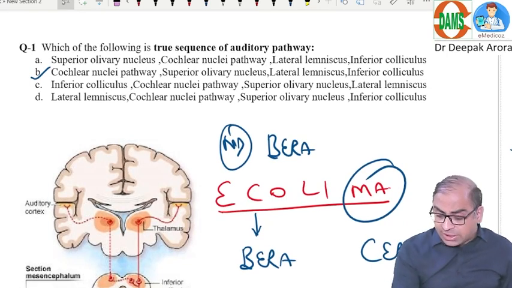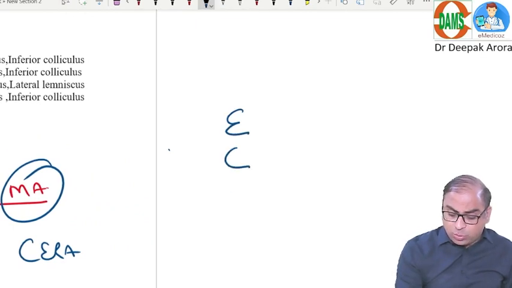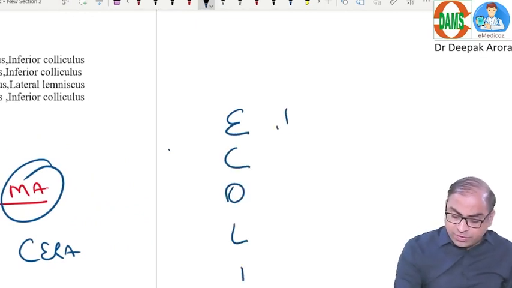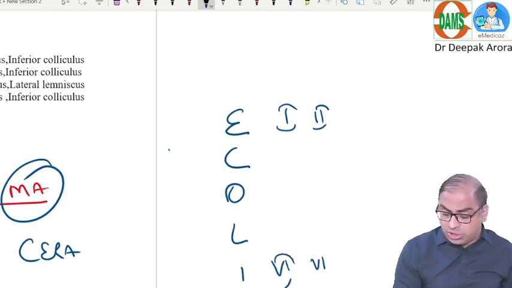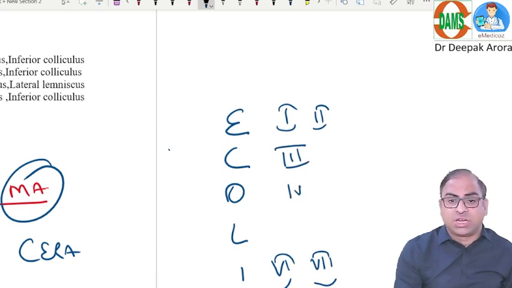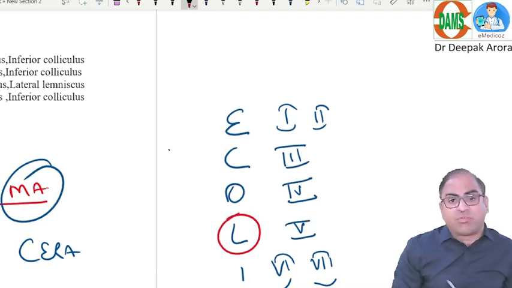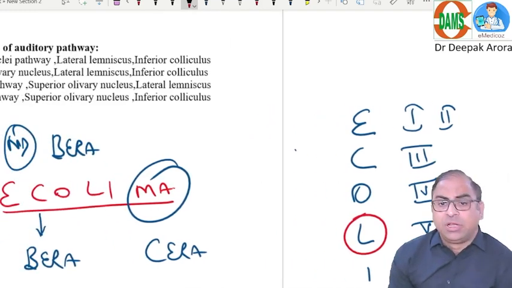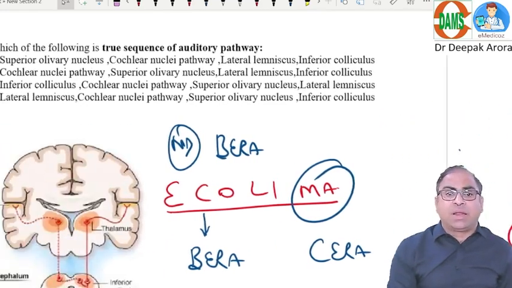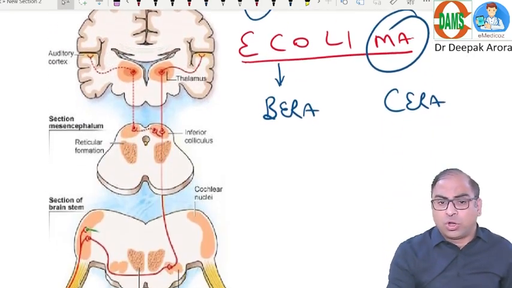One important point. On the BERA, always remember, we have 7 waves, and what is the concept? The first 2 waves are for the 8th nerve, and the last 2 waves are for the inferior colliculus, and the rest all have one wave each. Clear? And which is the largest wave? Always remember the golden rule, lateral lemniscus: L for lateral, L for largest wave on the BERA. Clear? So this is one of the important simple MCQs of audiometry.